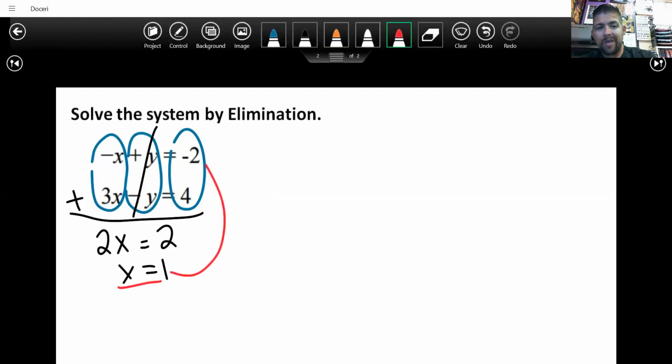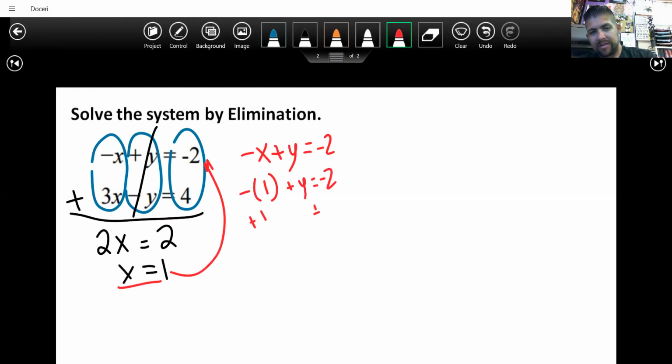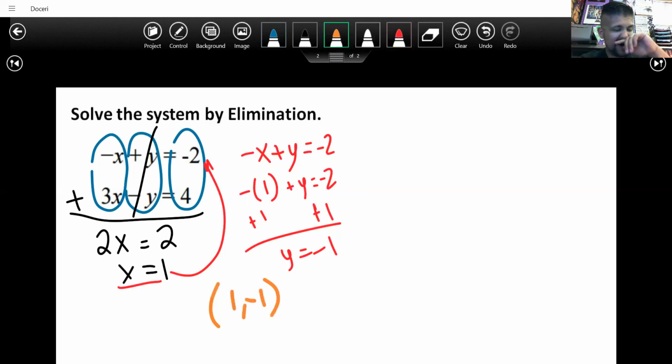I like the one on top only because it has really no multiplication numbers in it. So -x plus y is equal to -2. I'm going to plug that x in to give me -1 plus y is equal to -2. Adding 1 to both sides will give us y is equal to, sorry, I'm going to make that plus, -1. The solution set for this first one is going to be 1 comma -1. That's all we want to be able to see with that.